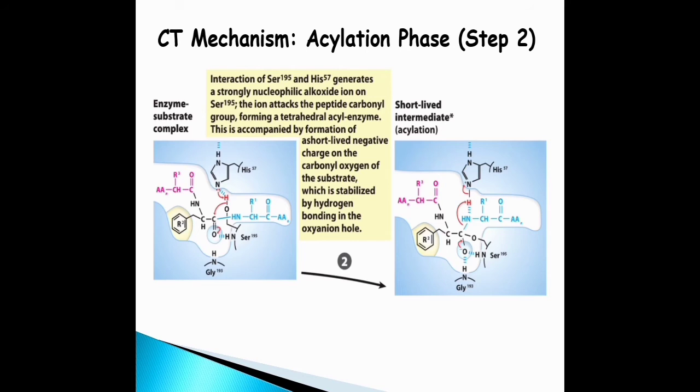CT mechanism, acylation phase, step 2. Interaction of SER195 and HIS57 generates a strongly nucleophilic alkoxide ion on SER195. The ion attacks the peptide carbonyl group, forming a tetrahedral acyl enzyme. This is accompanied by formation of a short-lived negative charge on the carbonyl oxygen of the substrate, which is stabilized by hydrogen bonding in the oxyanion hole.